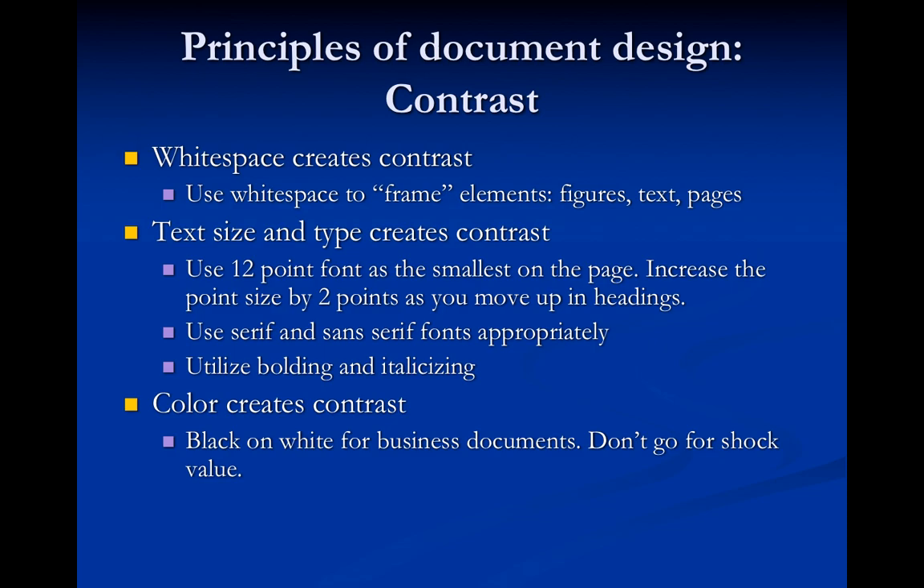All right. Now I'm going to give you a kind of rule of thumb. You'll want to use about 12-point font as the smallest font you use in a document. So in any document, the body itself should be 12-point font. Well, you're going to have headings and subheadings in that document. You'll want to increase those by 2 points as you move up. So if you only have one level of heading in the entire document, that should be about 14-point font, and then your body should be about 12-point font.